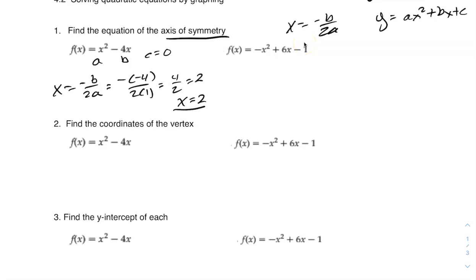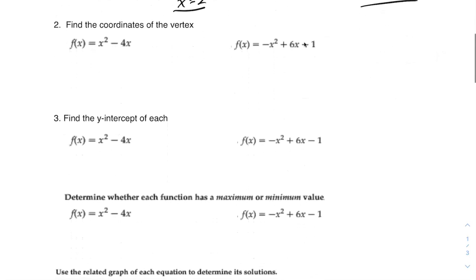Same thing here, right? Here's my a, here's my b. So x equals negative 6 over 2 times negative 1, which is just negative 6 over negative 2, which is 3. So again, it's an equation, x equals 3. Axis of symmetry. Find the coordinates of the vertex.